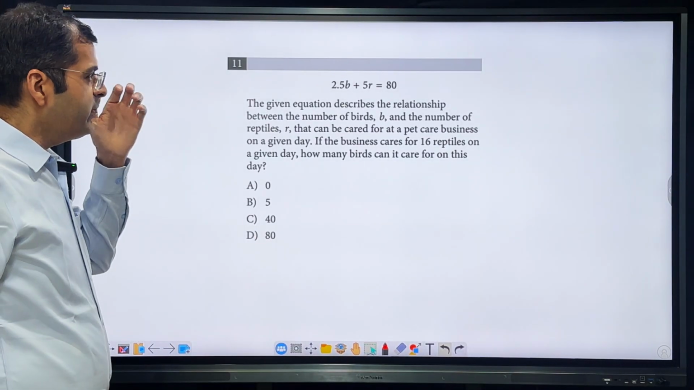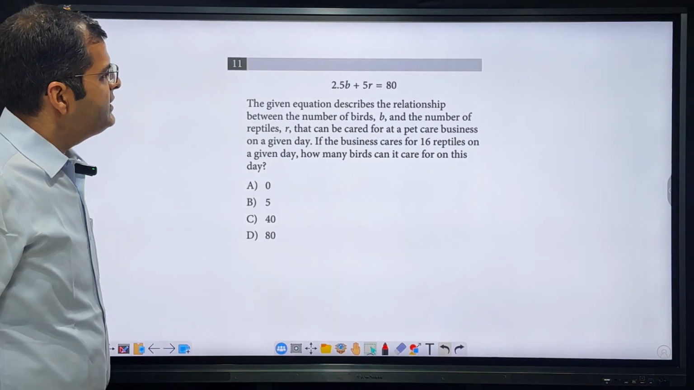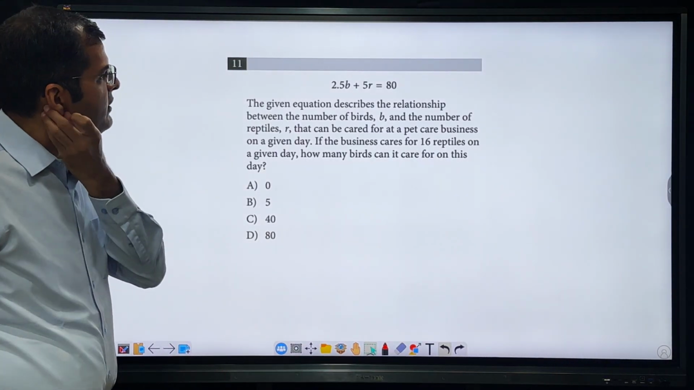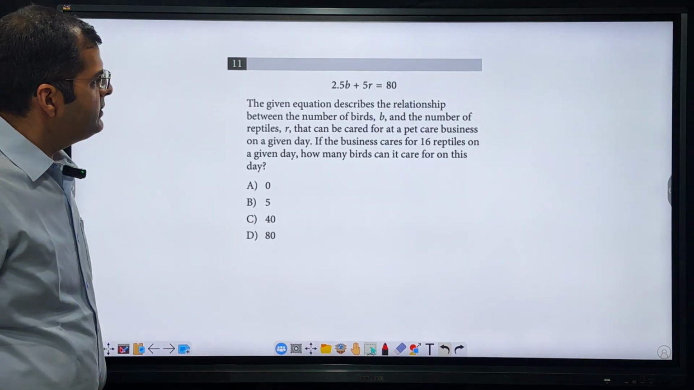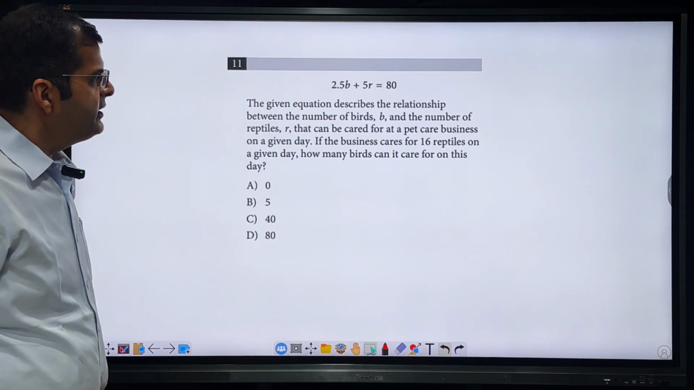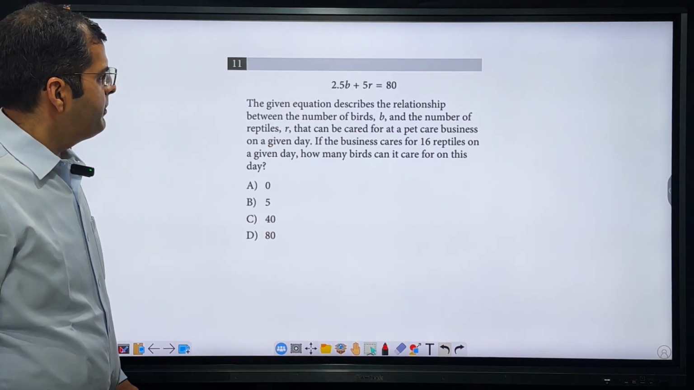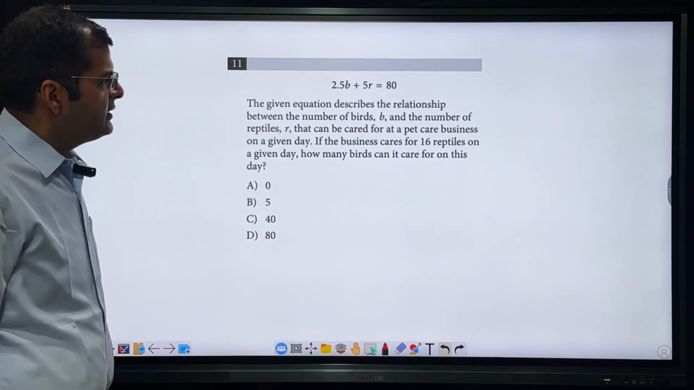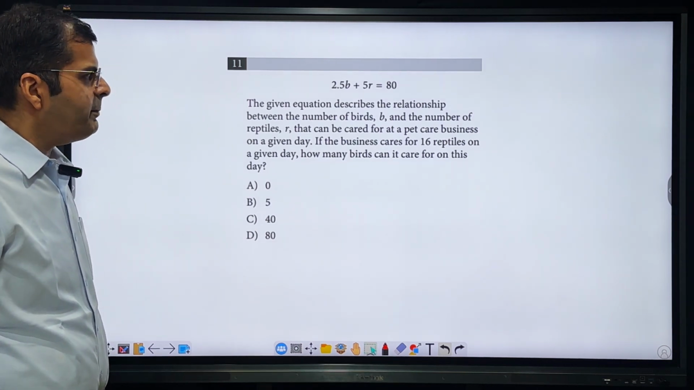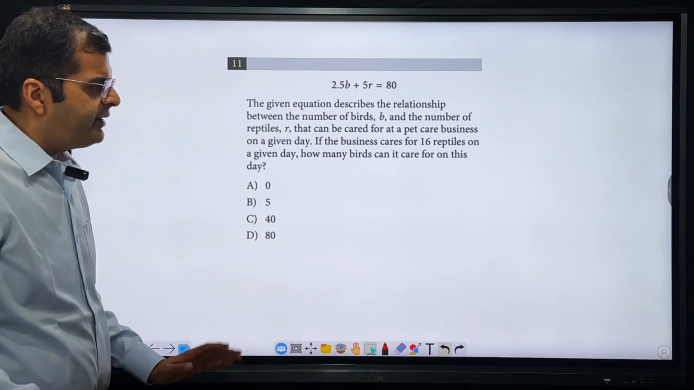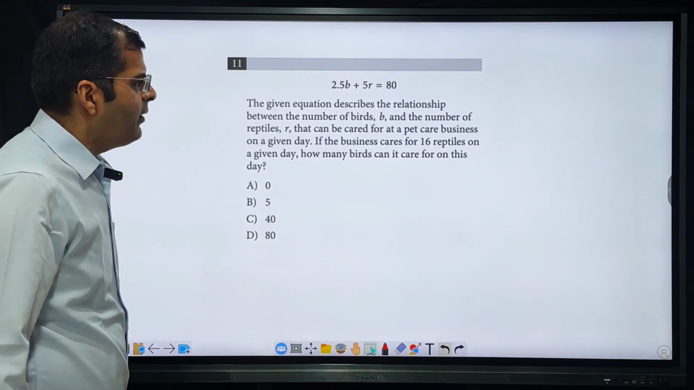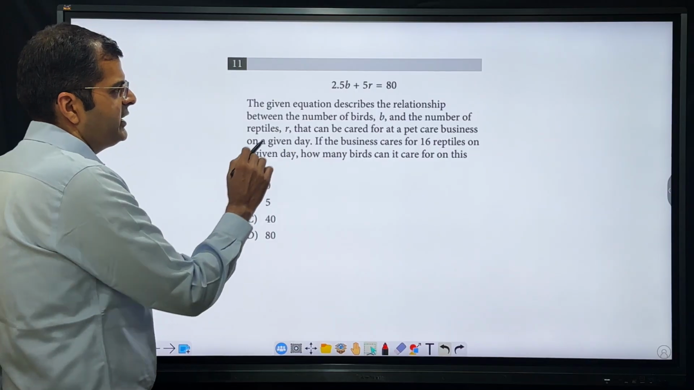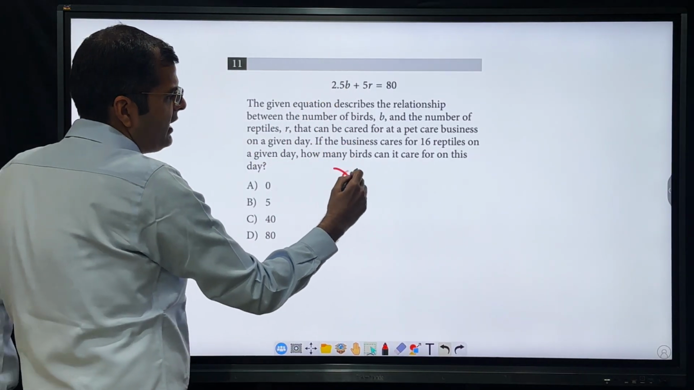Now, we'll look at the next question. I have the equation 2.5b plus 5r equal to 80. The given equation describes the relationship between the number of birds b and the number of reptiles r that can be cared for at a pet care business on a given day. If the business cares for 16 reptiles on a given day, how many birds can it care for on this day? So 16 reptiles means r is equal to 16.